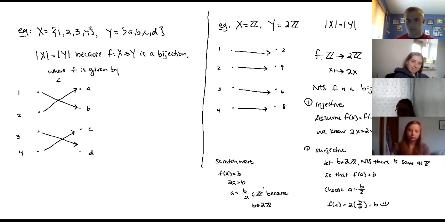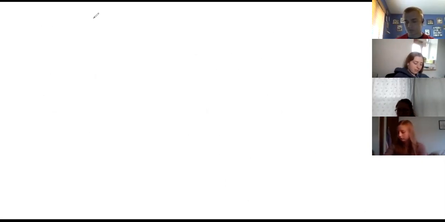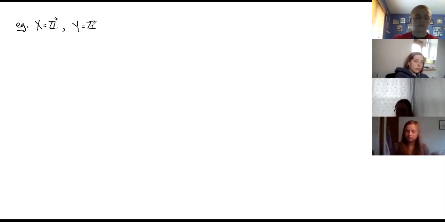Okay, let's do the next one. So we also can say there are exactly the same number of positive integers as there are integers. So x is going to be the positive integers and y is going to be all of the integers. There are exactly the same number of positive integers as there are integers. So in this case, the cardinality of x is also equal to the cardinality of y.